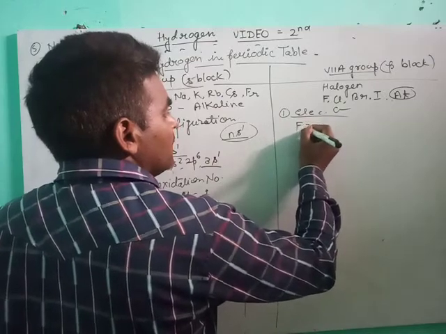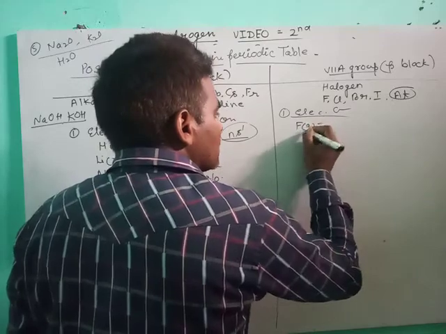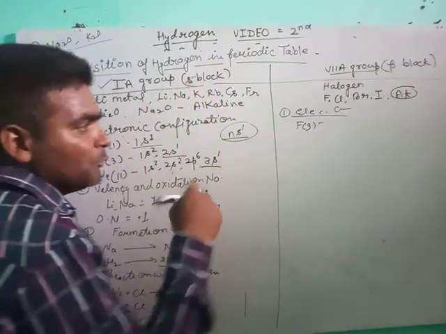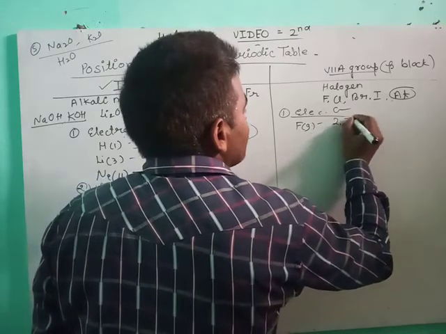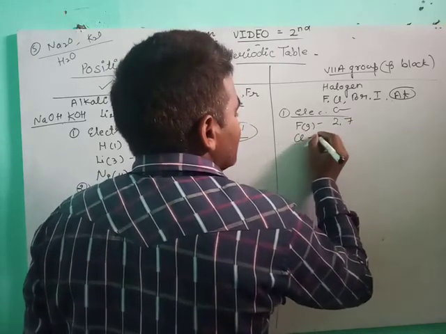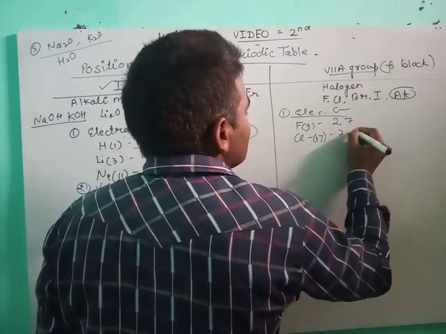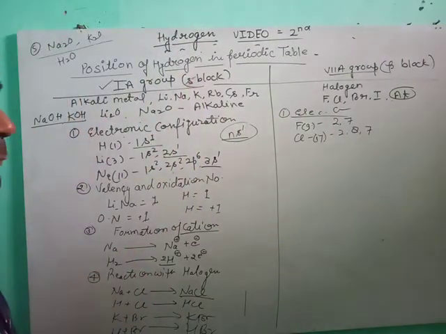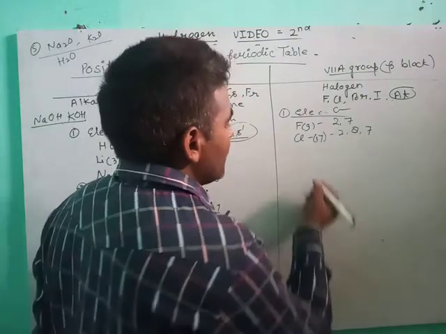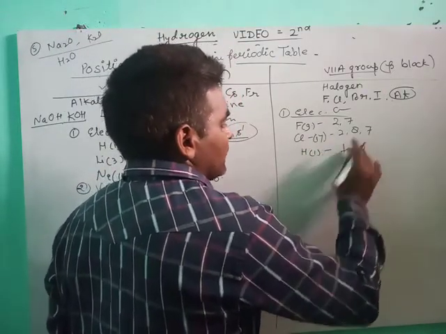Fluorine has 7 electrons in the outermost shell and 9 electrons in total, and the electronic configuration is given as 2 and 7. Chlorine has 17 electrons and the electronic configuration is given as 2, 8 and 7. Similarly, hydrogen has only 1 electron and the electronic configuration is given as 1.